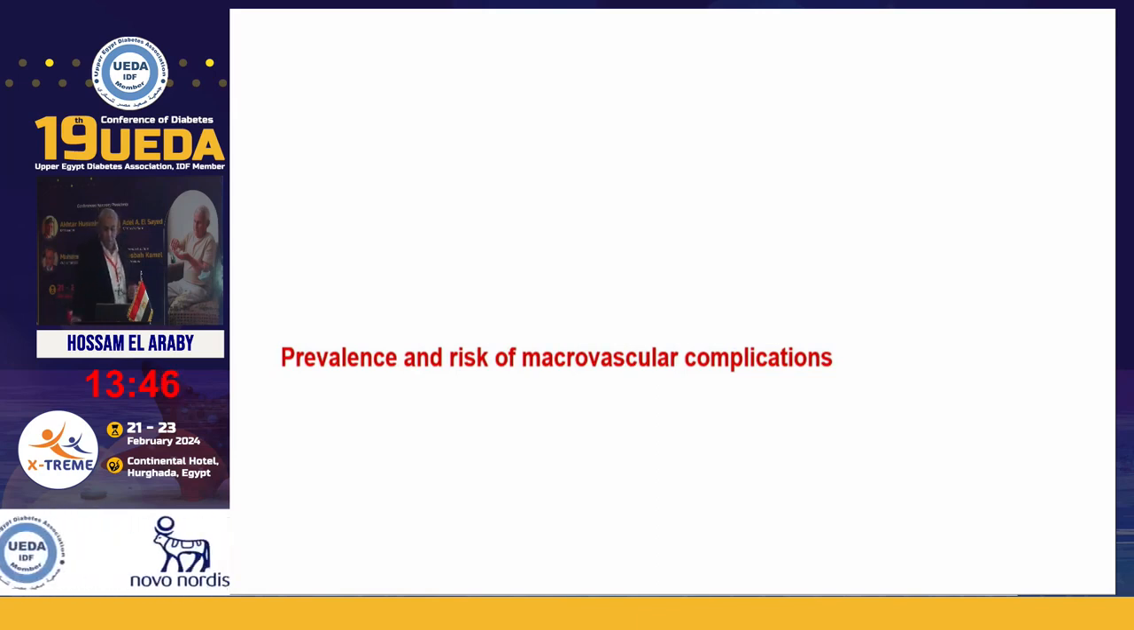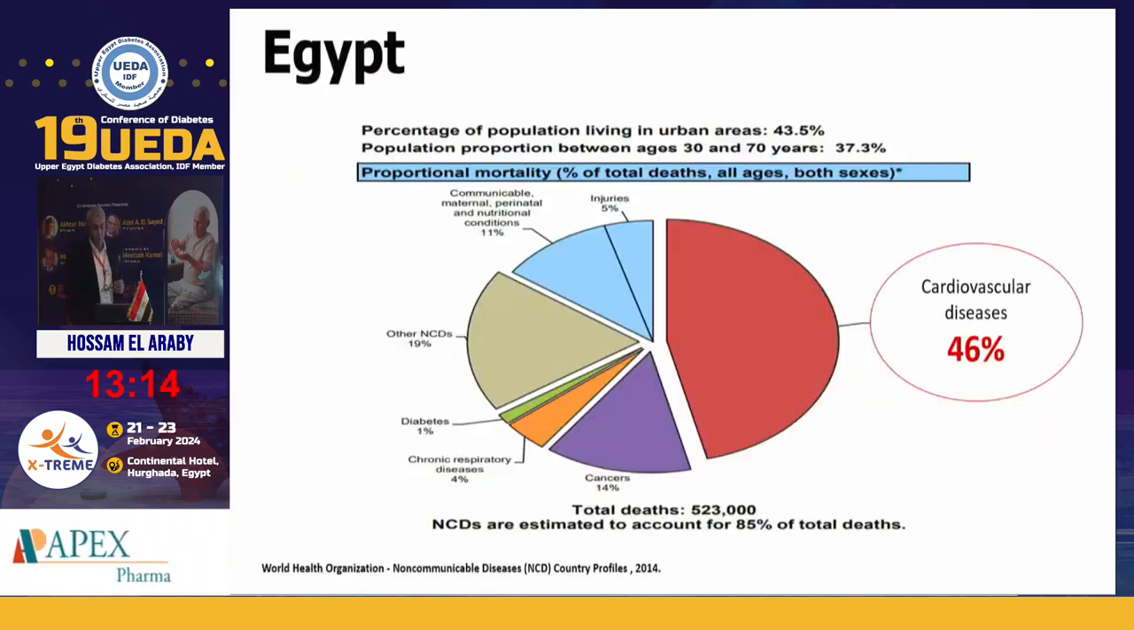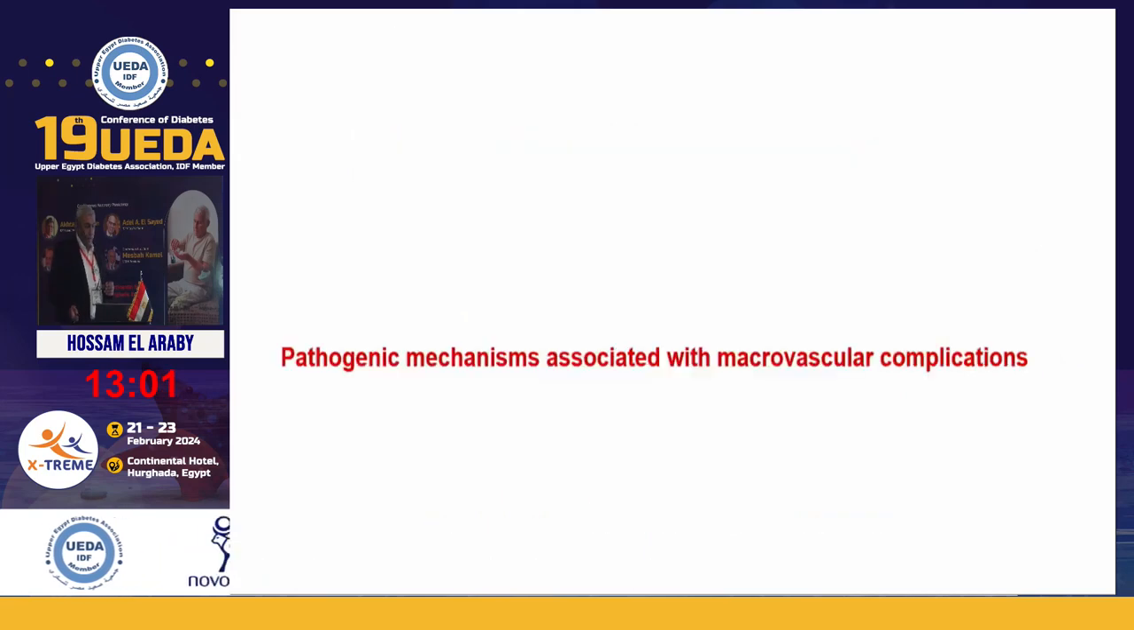The prevalence and risk of macrovascular complications. It was found that the prevalence of macrovascular complications in people with diabetes is decreasing, especially in elderly, especially for ischemic heart disease and stroke more than peripheral arterial disease. This was found especially in the age more than 75 and is not present in those under the age of 45 according to this recently published study. In Egypt, actually, mortality due to cardiovascular disease represents 46% of mortalities due to non-communicable diseases. And this is a large number.